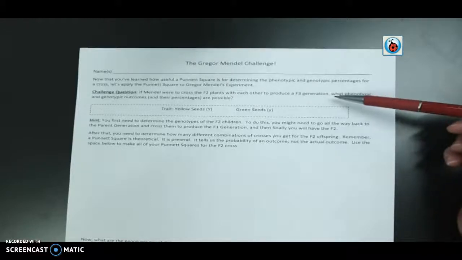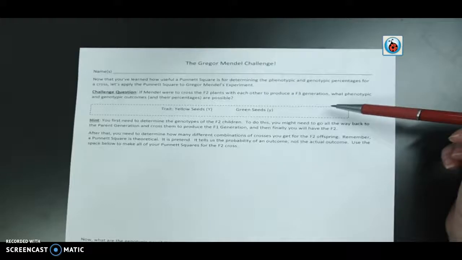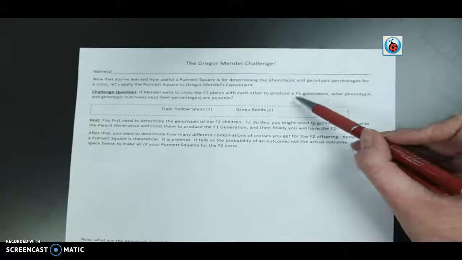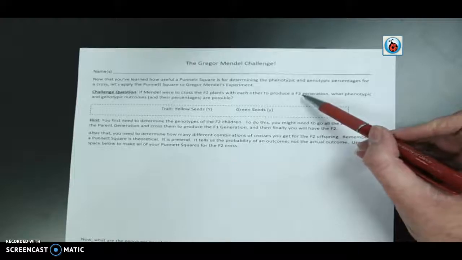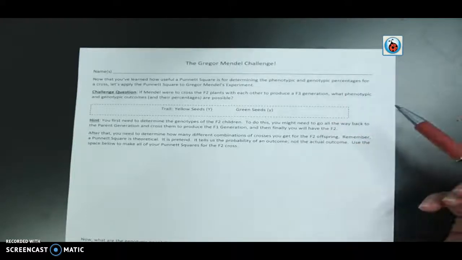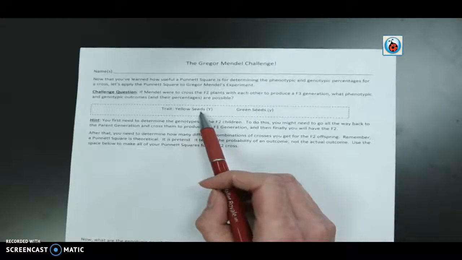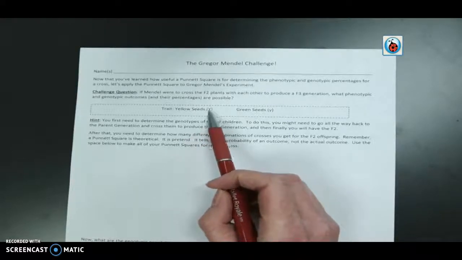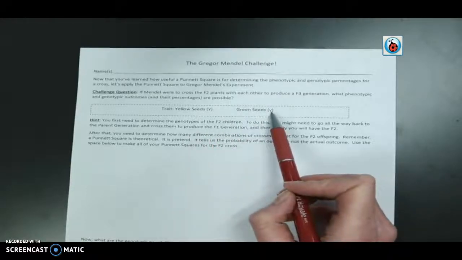So this is taking things a step further. In class and in the textbook, we've read only up through the F2 generation. We're asking for you to try what would happen with the next generation, what would be possible. And so to do that, we're going to use the trait of seed color, and yellow seeds are dominant, and I see the capital letters, that's how I know, over green seeds, so that's recessive.